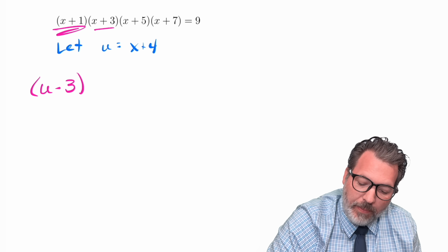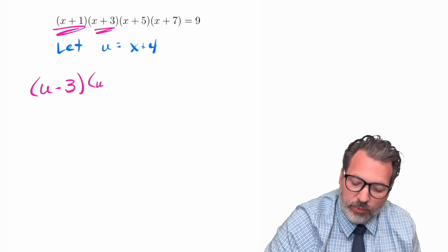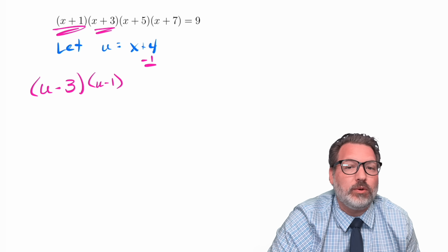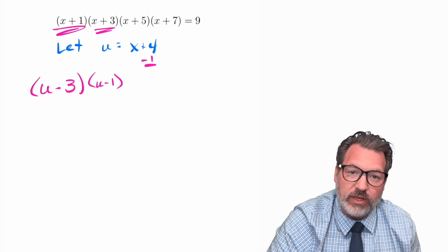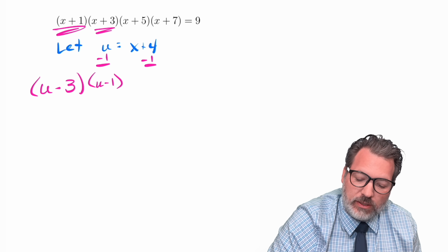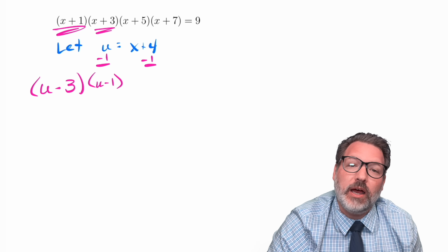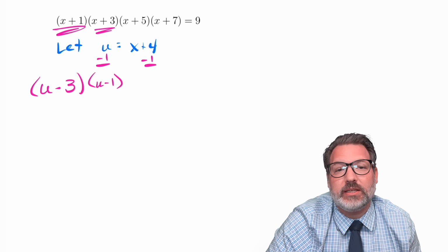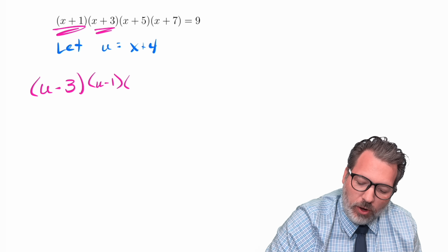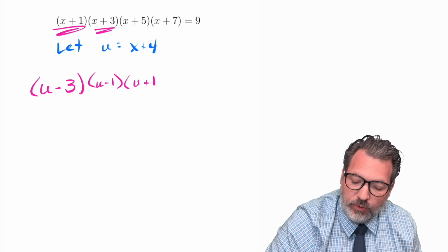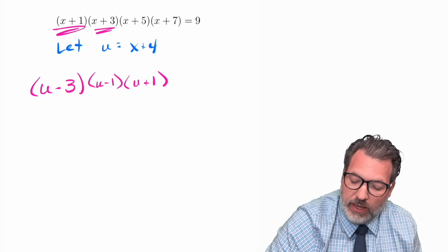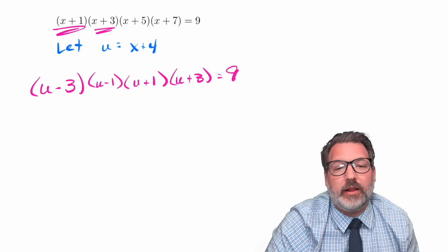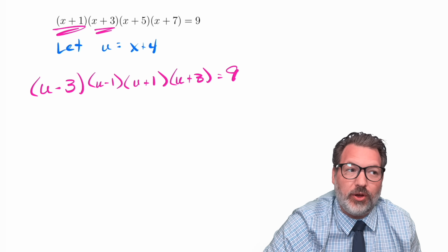For that matter, x + 3 can now be rewritten as u - 1, because again, by the same logic, if we subtracted 1 from x + 4, that would give us x + 3. And of course, if we're going to subtract on one side, we need to subtract on the other side of our equation as well. So that's how we know x + 3 is the same thing as u - 1. As we keep doing this all the way across, x + 5 would be the same thing as u + 1, and x + 7 would be the same thing as u + 3.